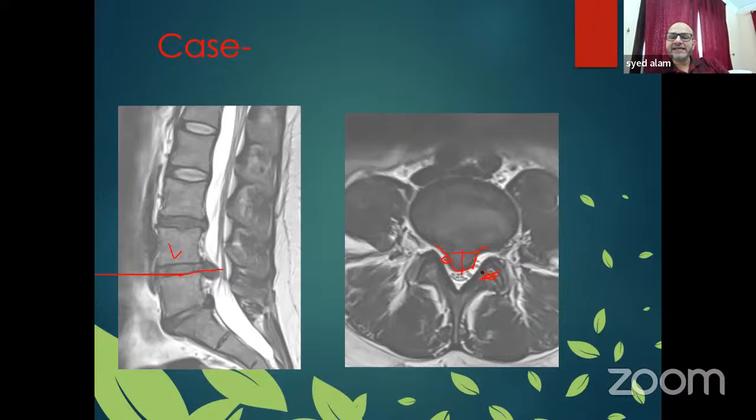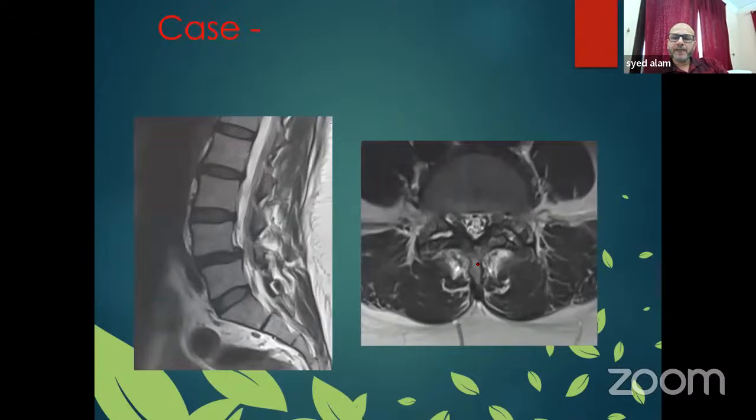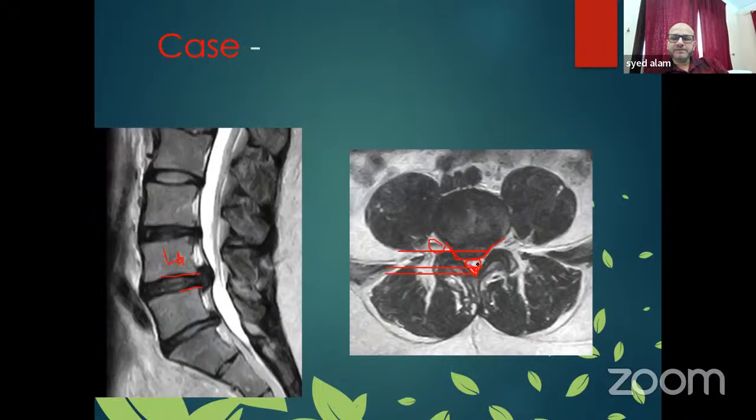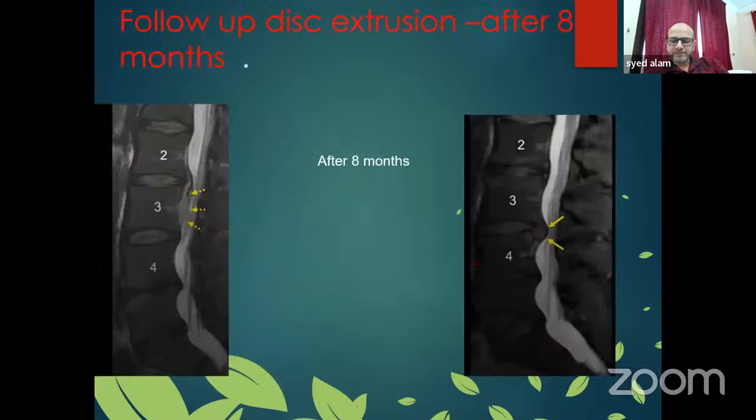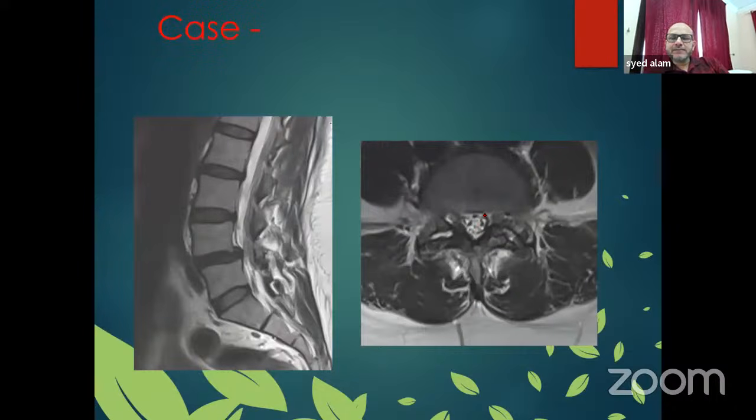Then another grading: the nerve root has its own place. Just suppose this is the nerve root, this is the place of the nerve root. When the disc comes, it will displace the nerve root more to the back side. So that's grade 3, compression and displacement.